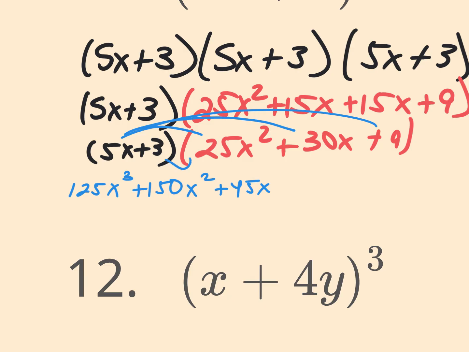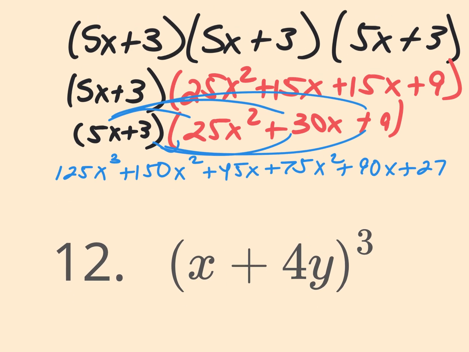All right. 25 times 3. Think money. 75x squared. Good. 3 times 30. 90x. Good. And 3 times 9, 27. And then lastly, what are we going to do? Combine like terms. Great. So I have a 125x cubed. Nothing else has cubes. I have a 150 and 75. $1.50 plus 75 cents. How much? 225. Good. So plus 225x squared.